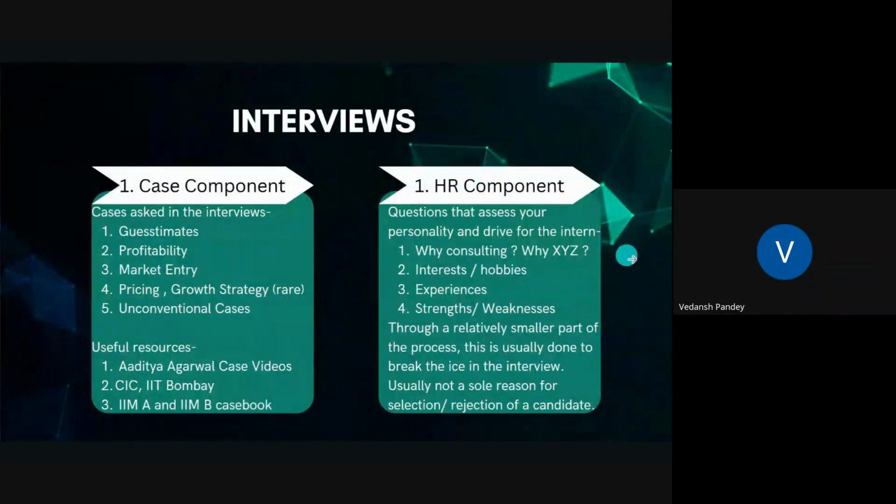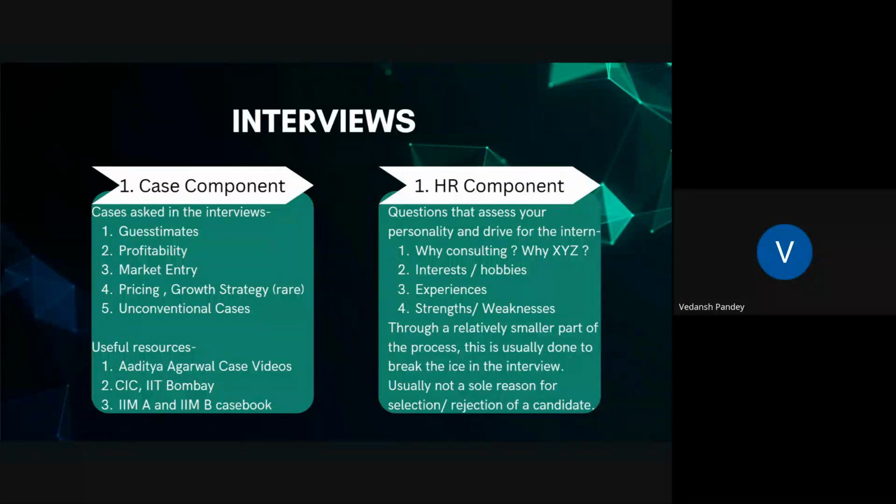Coming on to the final round, the interviews. Just to make it clear, everyone who gets a resume shortlist is generally called for interviews. No one is eliminated in the buddy round. It's more of an informal round, generally done before the D-Day, anytime at your or the buddy's convenience. The interviews generally consist of two major components.